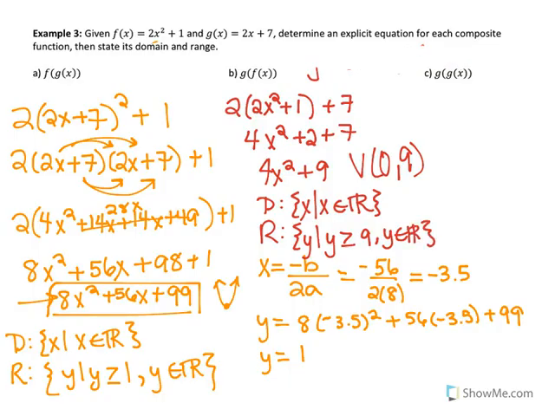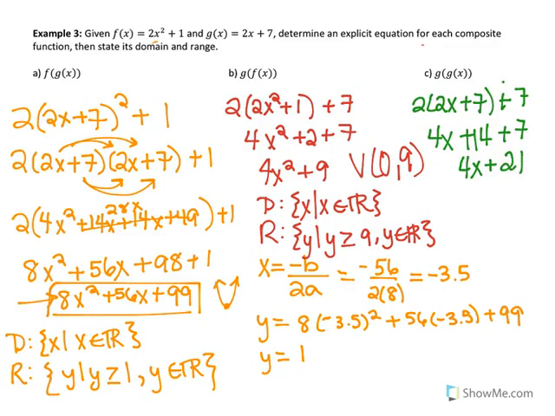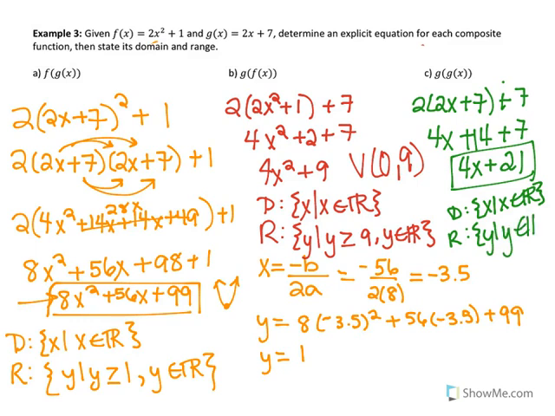Alright, last one, g of g of x. This one is definitely the easiest because it's just combining two lines. So we're going to plug g into itself. So 2 times 2x plus 7, plus 7. So we have 4x plus 14 plus 7. So we have 4x plus 21 is my function. And it is a line, so it's element of the real numbers for our domain. And our range is also element of the real numbers.